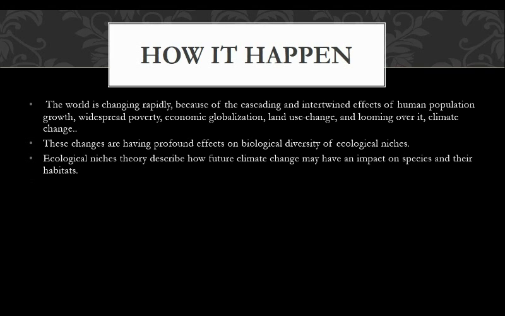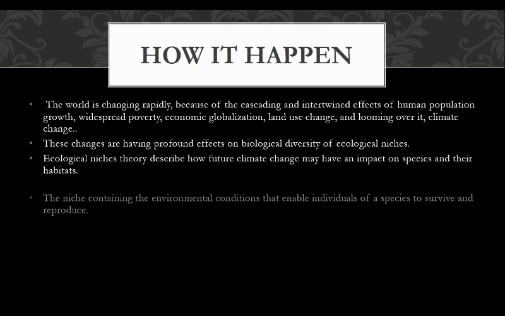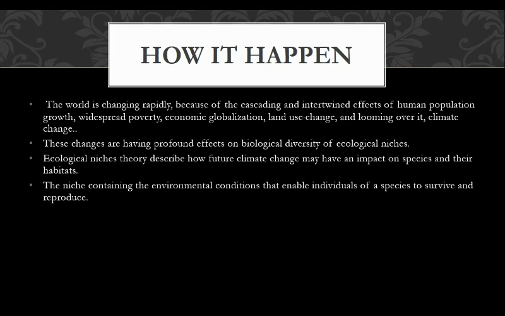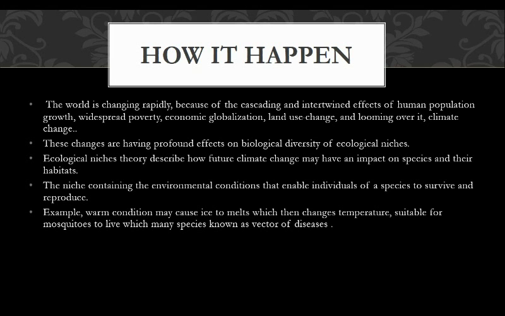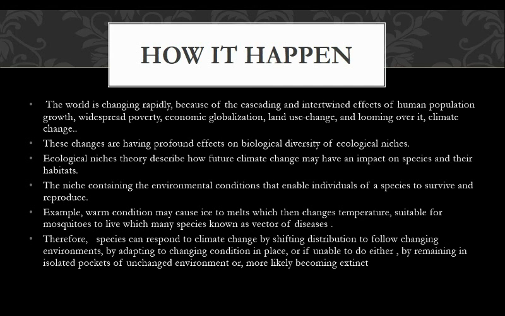Ecological niche theory describes how future climate change may have an impact on species and their habitats. The niche contains the environmental conditions that enable individuals of a species to survive and reproduce. For example, warm conditions may cause the ice to melt, which then changes the temperature and makes it suitable for mosquitoes to live, which are known as vectors of disease. This could also transfer the disease around the world.